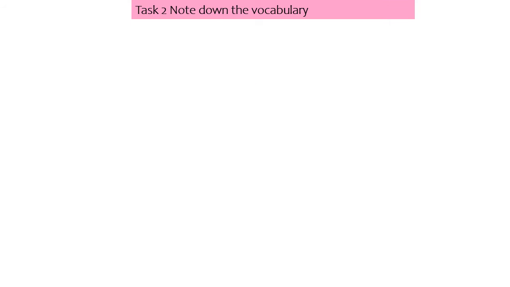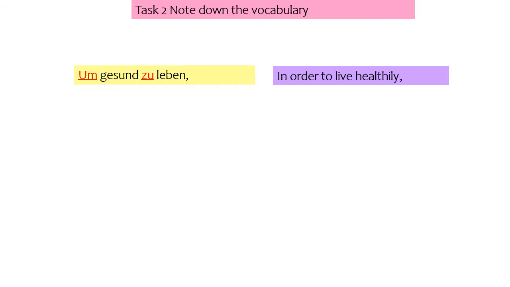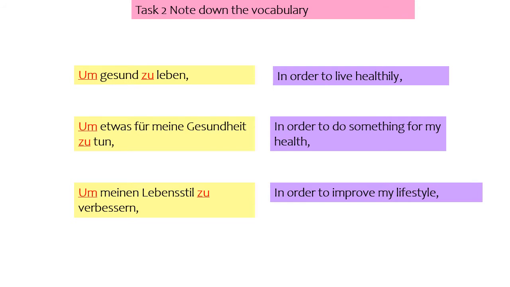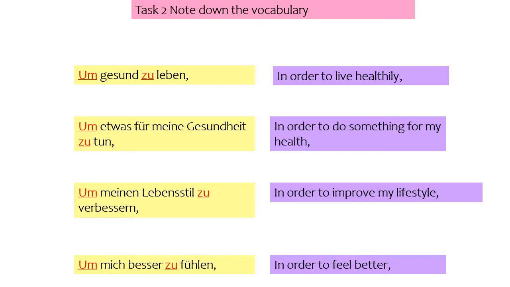Okay, in task 2, I want you to note down these phrases, and they all contain the construction zu, which are underlined: gesund zu leben, etwas für meine Gesundheit zu tun, meinen Lebensstil zu verbessern, mich besser zu fühlen. So they're all ways you can start off a sentence and then carry on saying what it is that you're going to do or not do in order to achieve those goals.